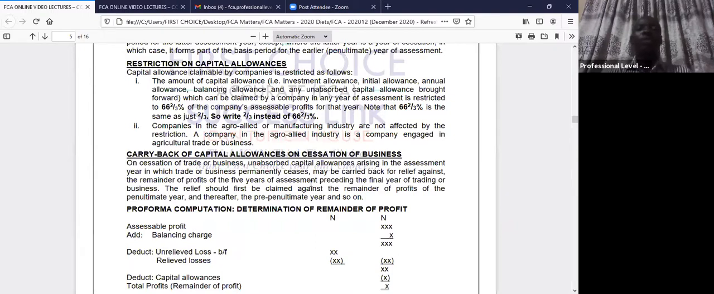Now, this restriction on capital allowance does not affect every company. There are some companies that are into agricultural businesses or those that are into the manufacturing industry. They are not affected by this restriction. What does it mean? It means if they have capital allowances, they can claim everything using their accessible profit. They will not be restricted to taking 2/3. They can take the whole accessible profit to claim their capital allowance, and no tax will be paid. So this is the enjoyment they get because they are not restricted.